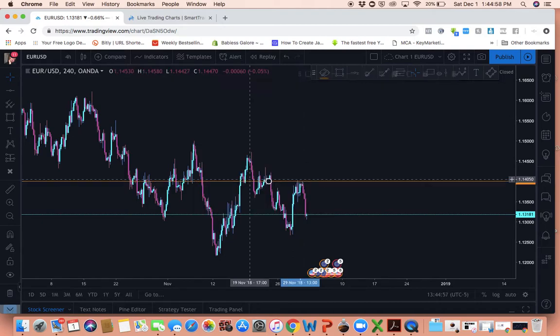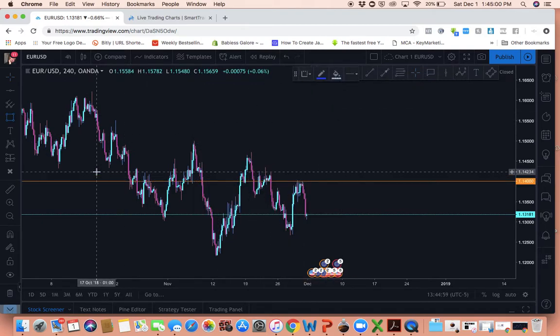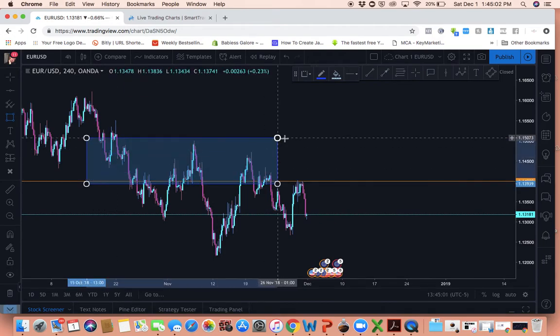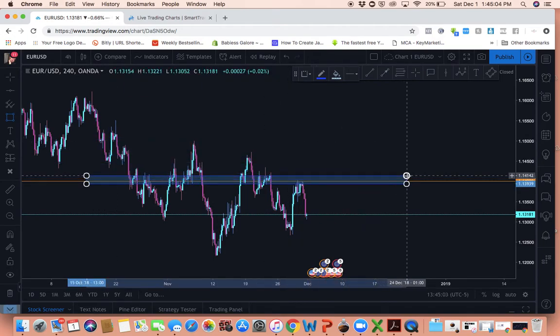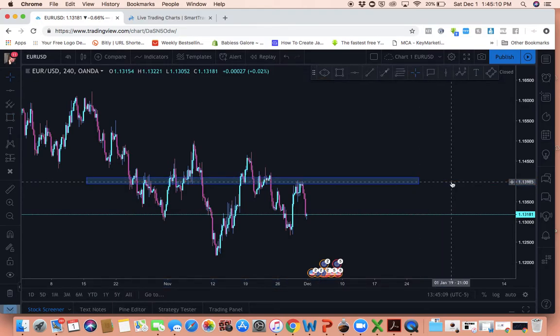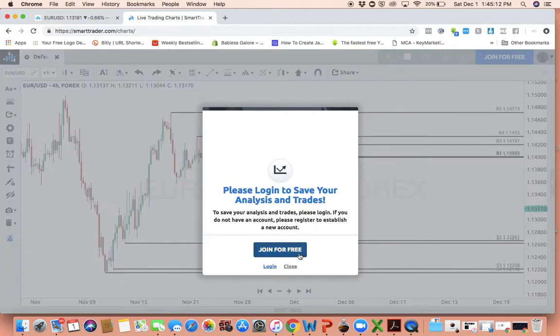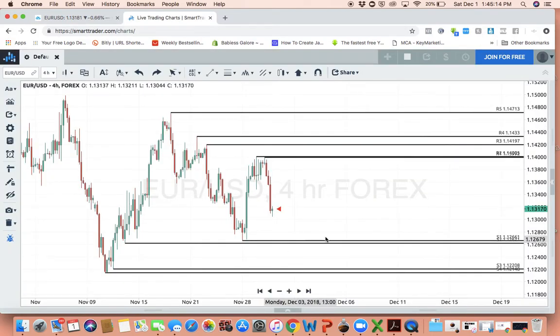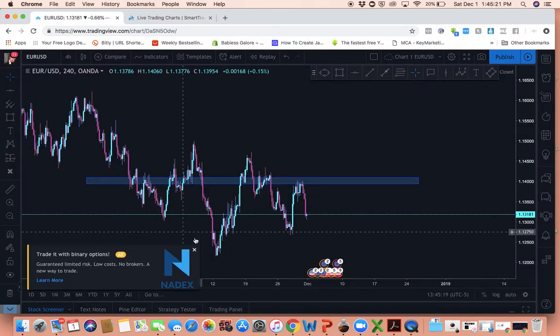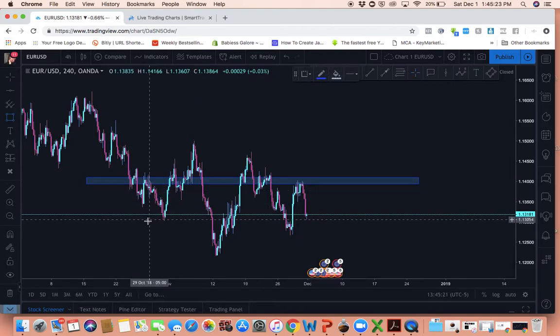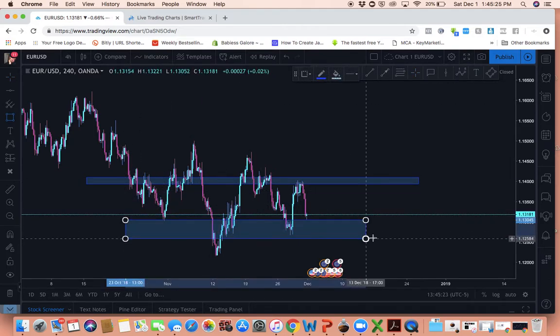Just to help you all out, you could just draw a zone in between this line so that you can get your nice little zone. And then we have a little area of support here. So the way that you are finding your support and resistance zones is the amount of times that it's been touched.